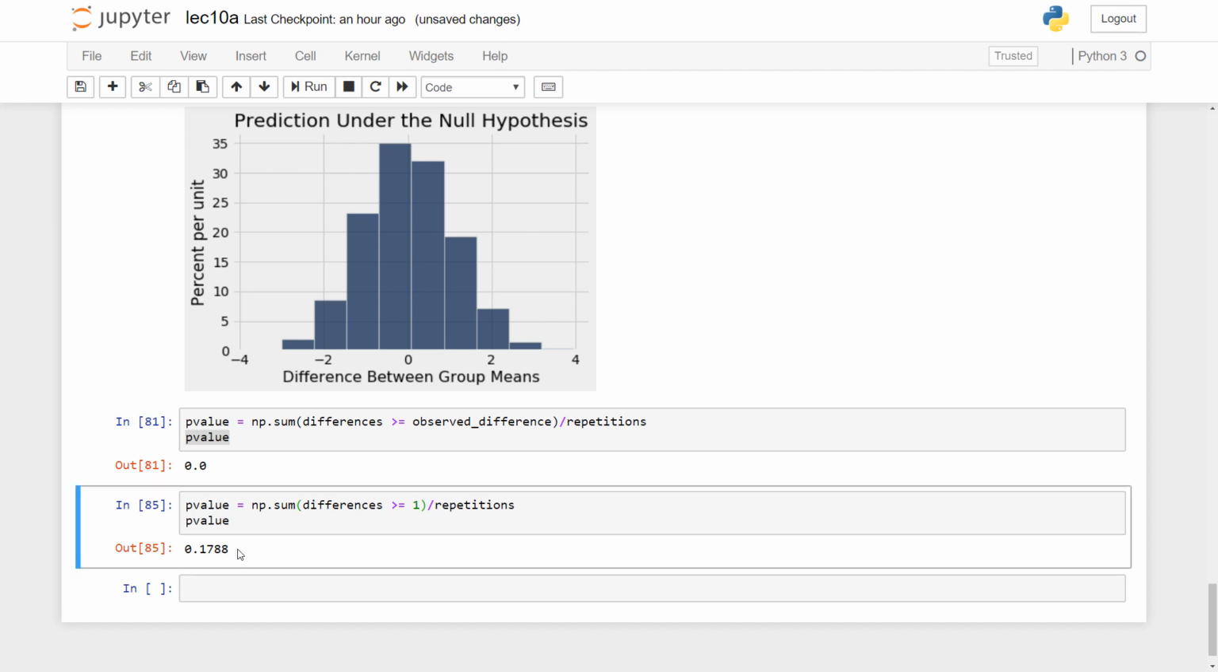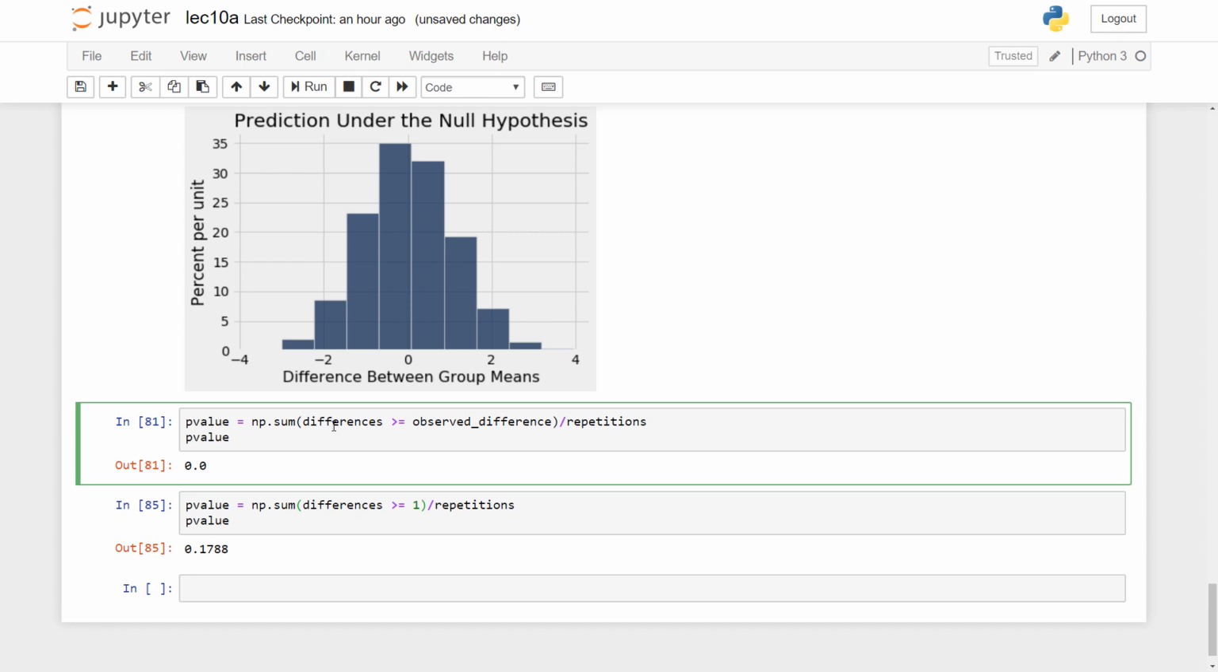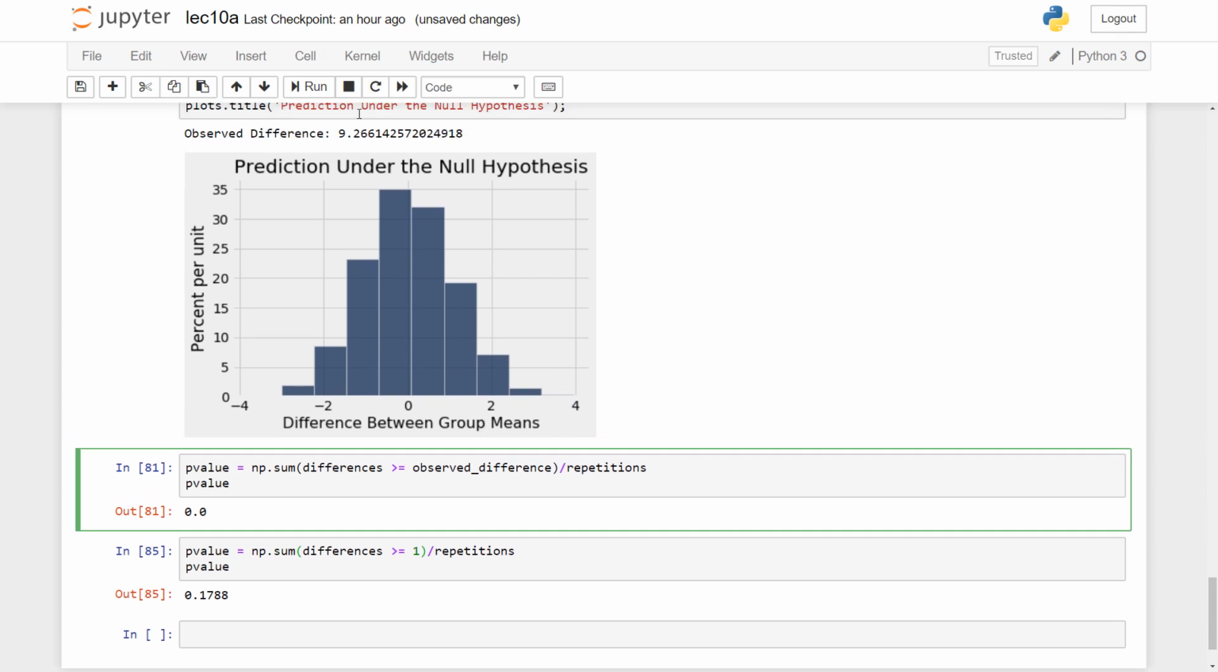So the conclusion from the original experiment, for which the observed difference was 9.2, is that we will reject the null hypothesis. Of course, that's evidence that favors the alternative, which means that there is something other than chance behind the difference that we saw.